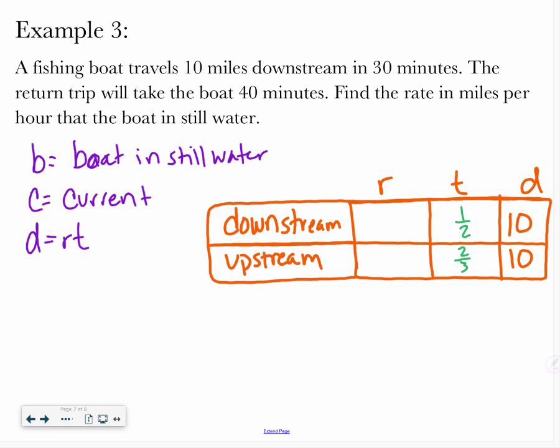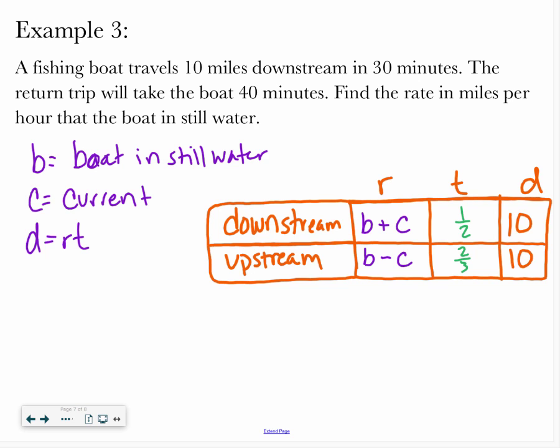Now, if we think about it, going downstream, we have how fast the boat can actually go, plus the current, right? However fast a boat can go using its motor. And then whenever you're in a river, you're going to go even faster because you have the current working with you if you're going downstream. So we're going to say the rate is however fast it can go by itself, plus however fast the current is. Then to go upstream, we're going to go with however fast the boat is, but then you have to subtract off how fast the current is because you're going to be going against it.